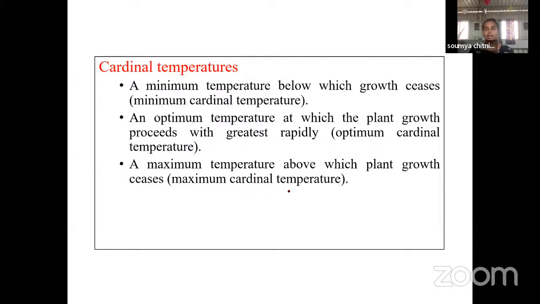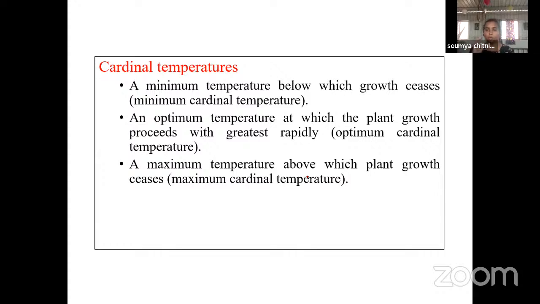Now coming to what is cardinal temperature. For every particular crop, we have a particular temperature requirement, say minimum temperature, optimum, and maximum. Minimum temperature is the one below which the growth ceases, right? So that is minimum. And optimum is the temperature at which we can see maximum plant growth to the greatest extent. That is the optimum temperature, and maximum is the one above which the growth ceases.